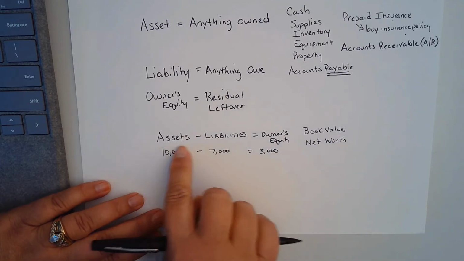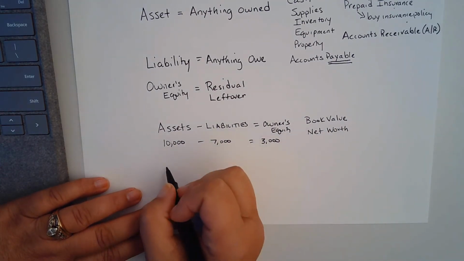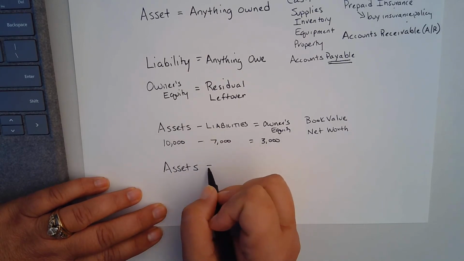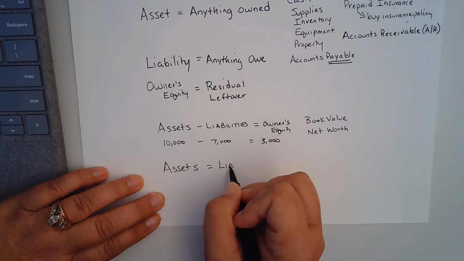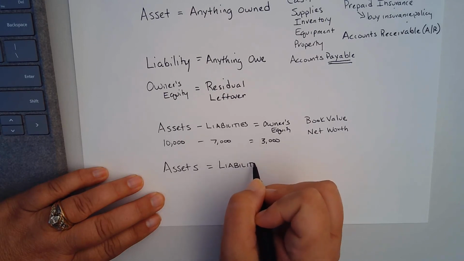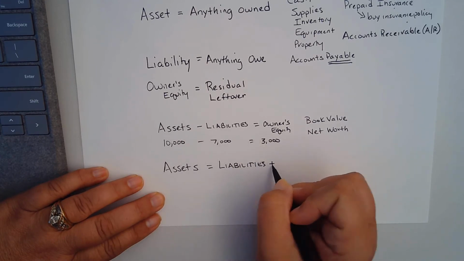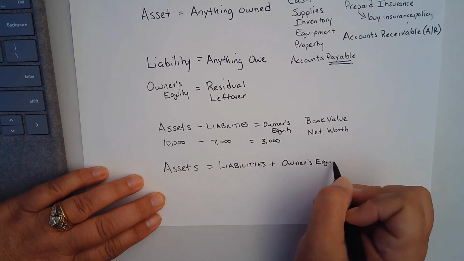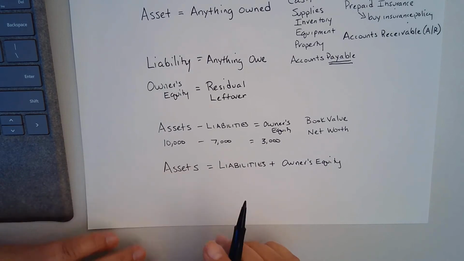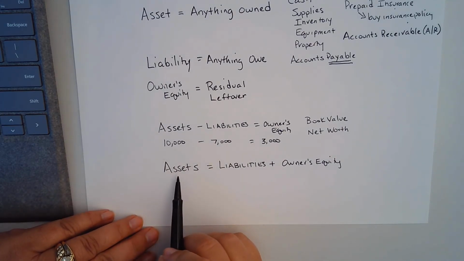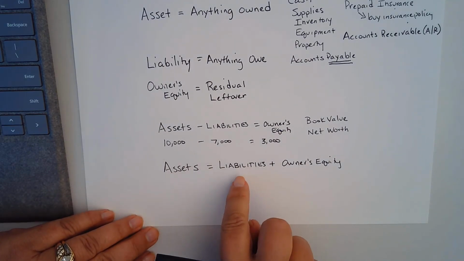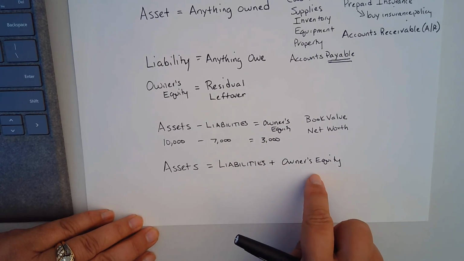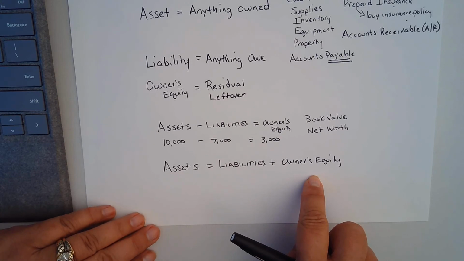So this accounting equation gets moved around for purposes of all of the transactions that we're going to record. And we say it like this: assets equals liabilities plus owner's equity. So that whatever we own, either we have lenders that have an equity in it, or we personally have equity in it, or our business has equity in it.